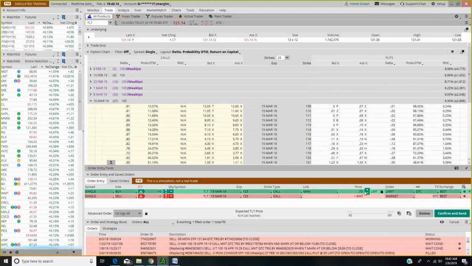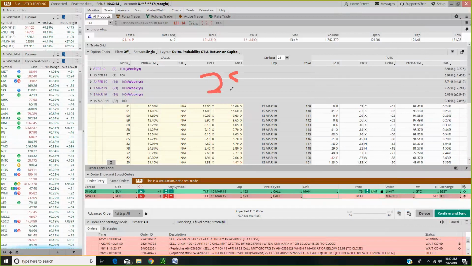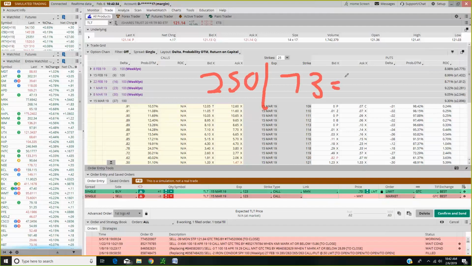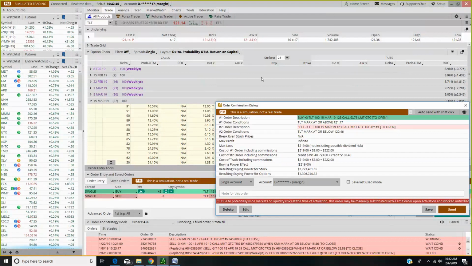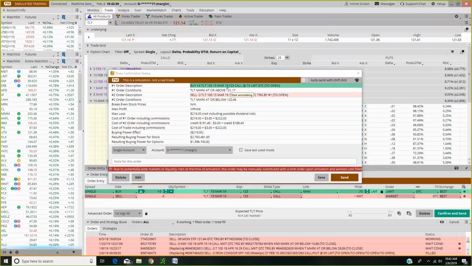So what I'm willing to do is I'm willing to put at risk $250. That's me. $250. So what you're going to do is you're going to take your risk. In my case, it's $250 divided by 73. And that is 3.42. So I'm going to round down to 3. So I'm going to go here, 3, and I'm going to hit this little gear, 3. When I hit confirm, I'm going to pull it over and I'm going to read it. Buy 3 TLT, March 19, 123 call, 73 cents, triggered by mark at or above 121.17. And I'm going to sell those if it goes below 120.46.